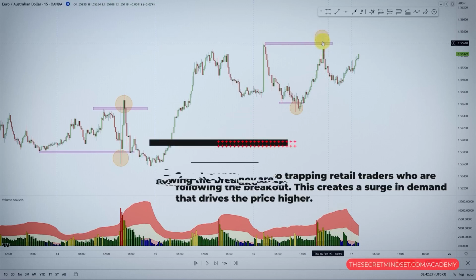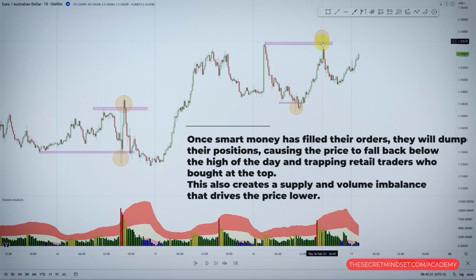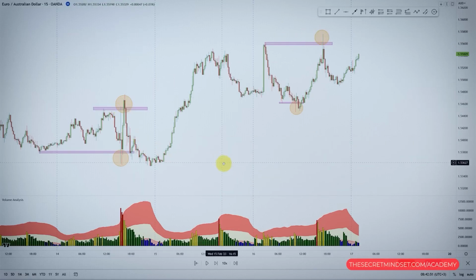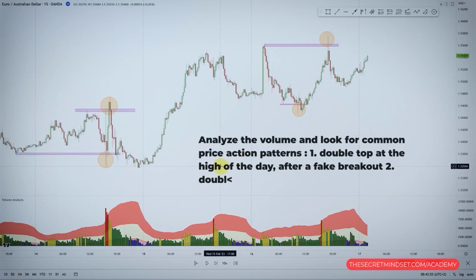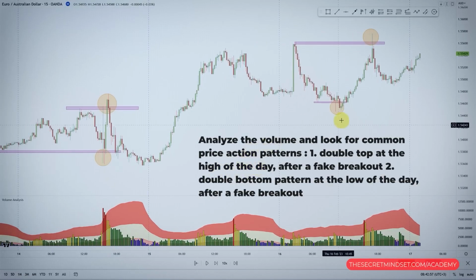This creates a surge in demand that drives the price higher. However, once smart money has filled their orders, they will dump their positions, causing the price to fall back below the high of the day and trapping retail traders who bought at the top. This also creates a supply and volume imbalance that drives the price lower. You can identify this type of fake breakout by carefully analyzing the volume and some common price action patterns.